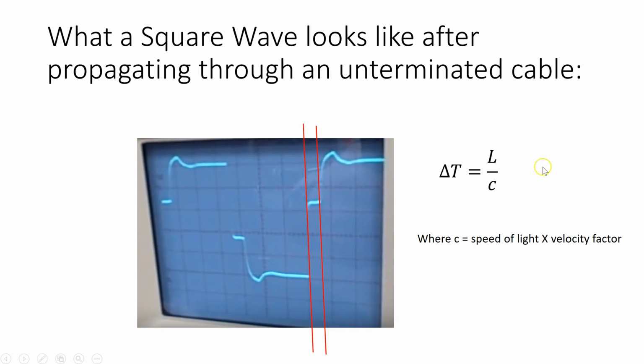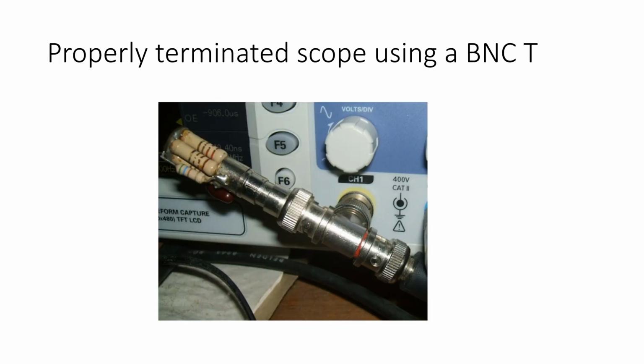That will depend on the dielectric in the cable, and that means a pulse will propagate down that cable with 0.6 times the speed of light, and so you can work out the propagation delay in the cable. It doesn't matter if your scope is properly terminated, but if it isn't, you will see pulses reflected back with twice that delay time if they have to go down the cable and back again.